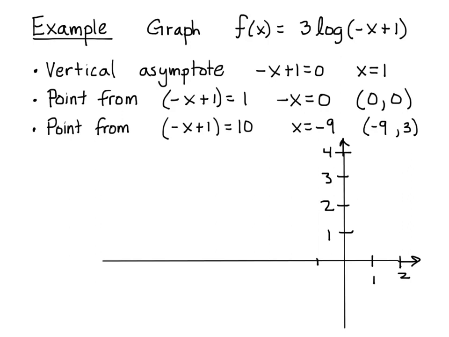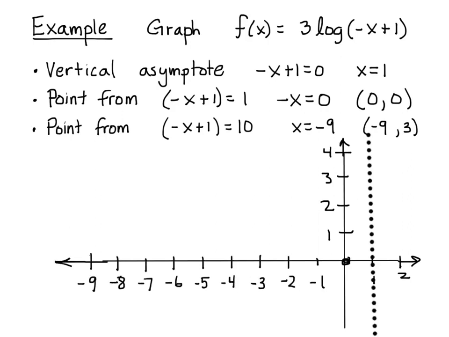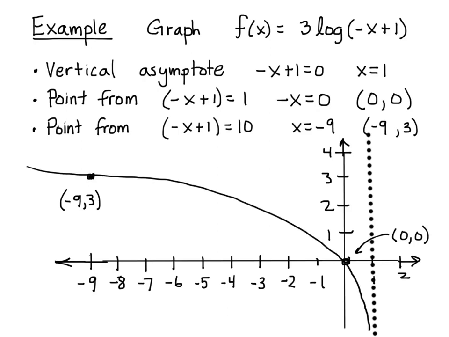So let's see how this graphs. Here's our asymptote, x equals 1. Okay, and I have a point 0, 0. Then I have this other point way out here, at negative 9 and 3. So you can see how it really suggests the shape of this thing, where it's going to come from down here, and it's going to go up to infinity through that point. And so our graph then will be like this.